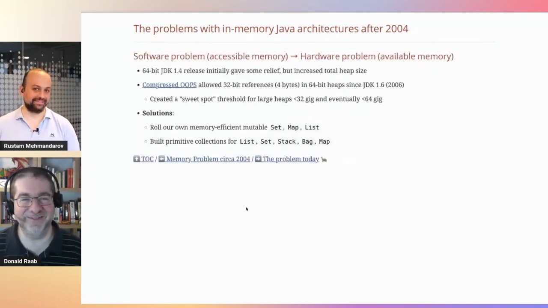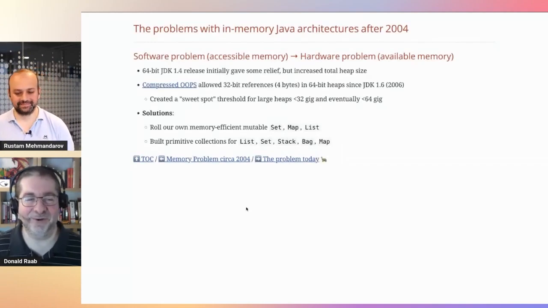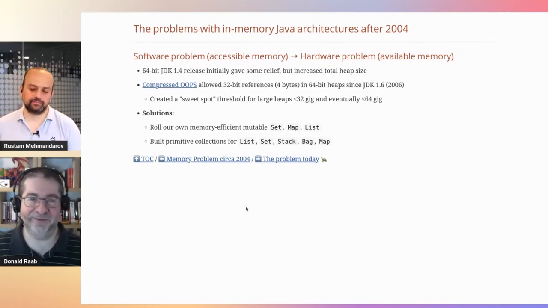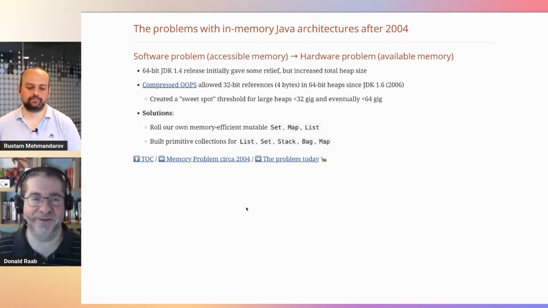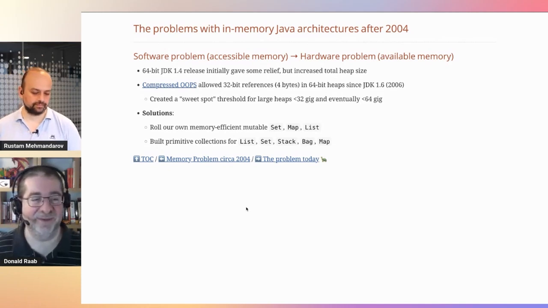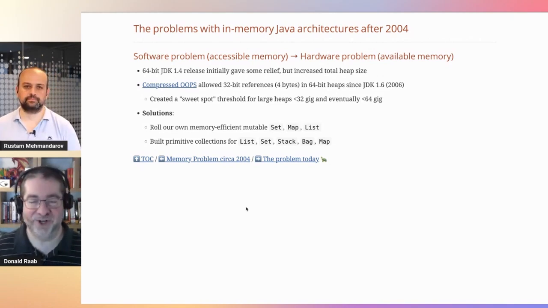Yeah, so fast forward to after 2004, when we got 64-bit JVMs with the JDK 1.4 release, we could now access more memory on our hardware, but the software problem of accessible memory became a hardware problem, right? Over a period of time, it's how much memory do you actually have to access, right? And we wound up pushing hardware limits in some cases with some of our heap sizes.